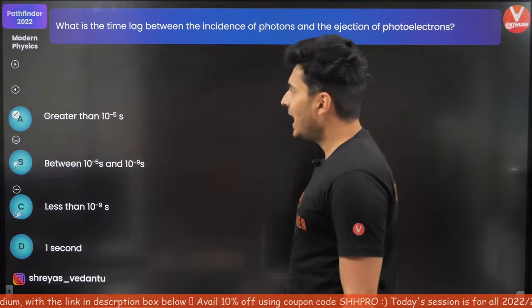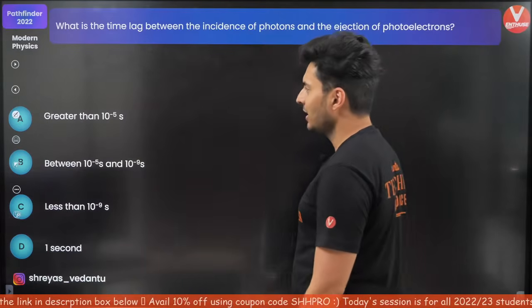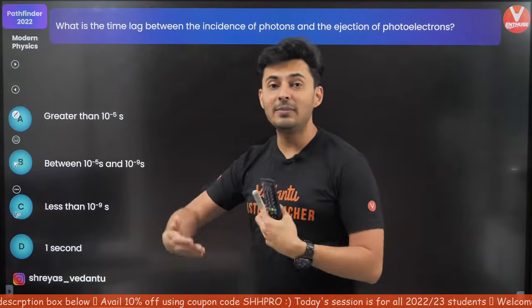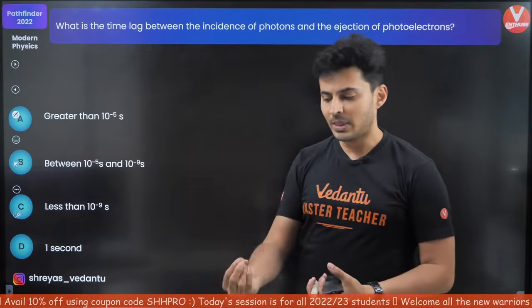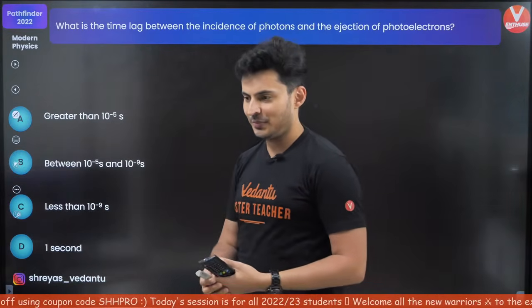Okay, so no lag. Lag, what do you think? How much time delay do you think is there between a photon striking and an electron ejecting out?